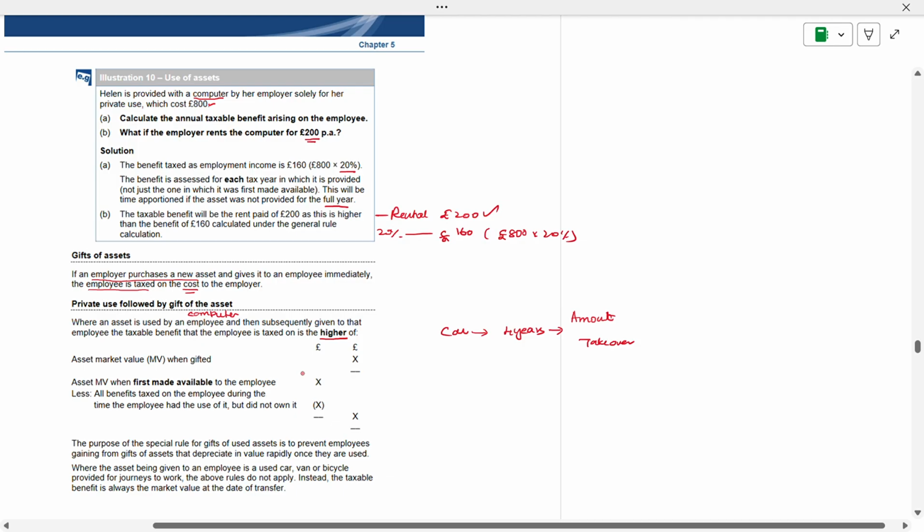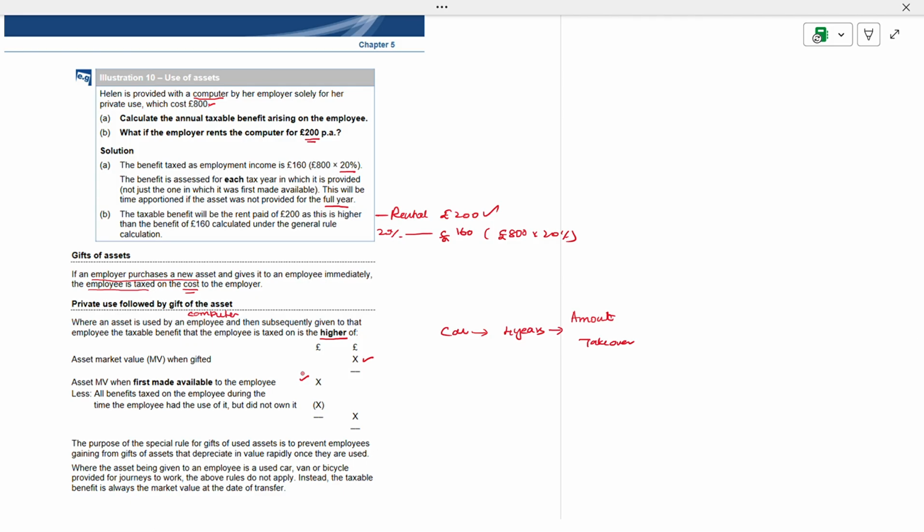How much has to be taxed? The asset's market value when gifted. The asset's market value when it was first made available. When it was made available at the beginning, all benefit taxed on the employee during that time has to be deducted.